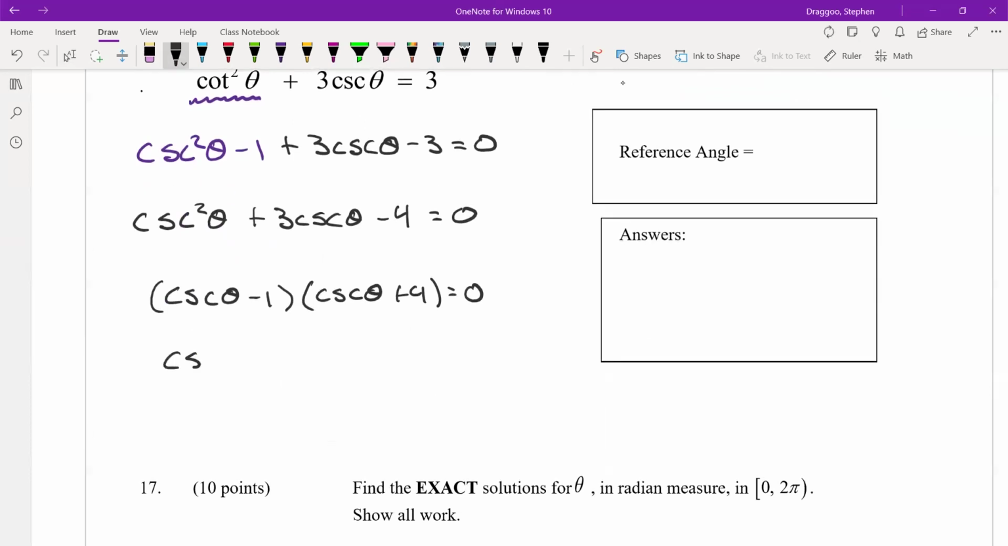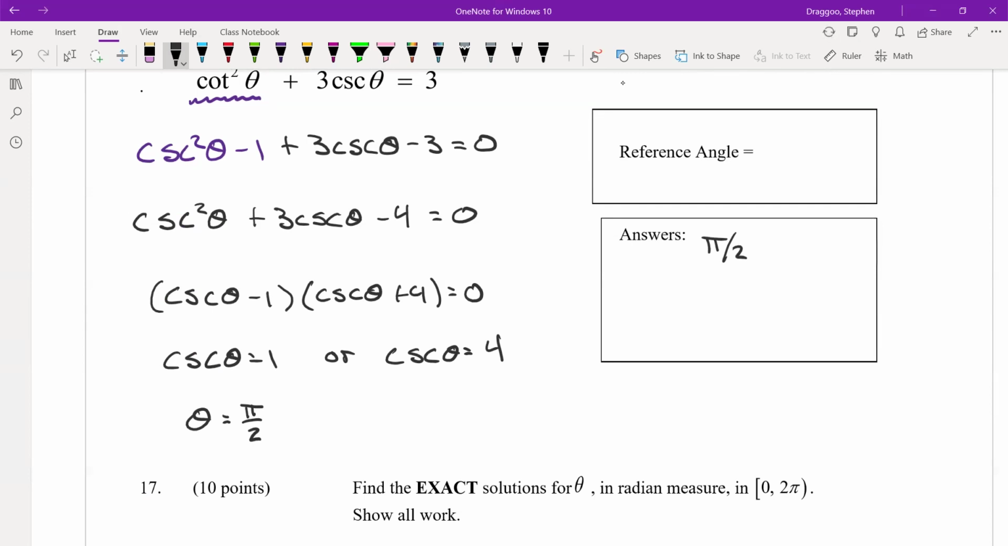Either cosecant theta is equal to 1, or cosecant theta is equal to negative 4. And solve that for theta. The first one, I can just use the unit circle. If cosecant of theta is equal to 1, it means theta is equal to pi over 2. There's only one solution around the first circle, around 0 to 2 pi. So pi over 2 goes in the box.